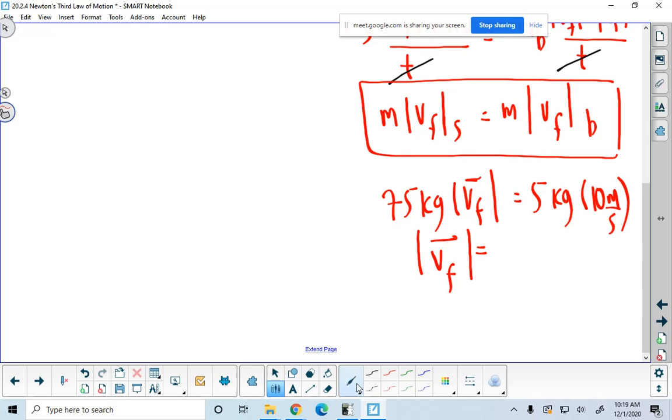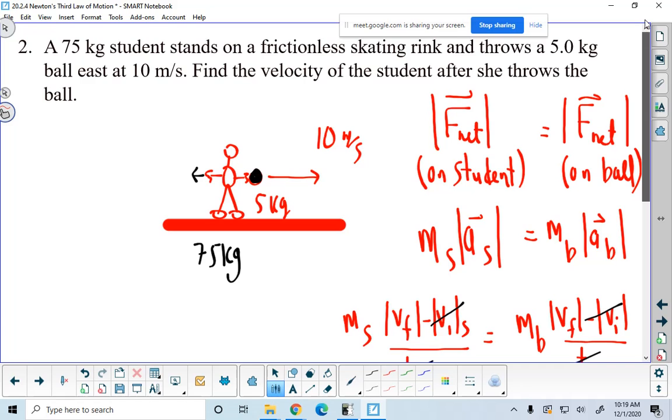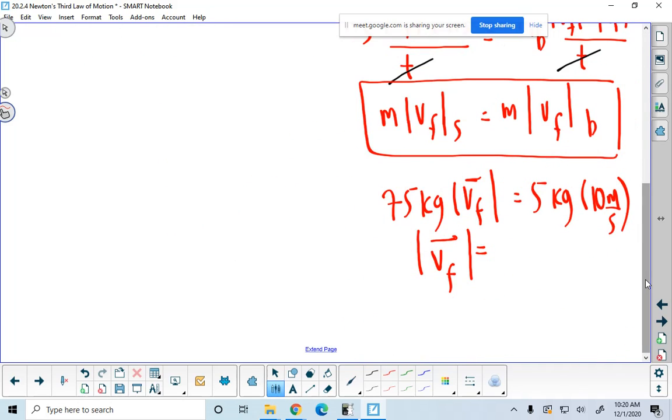So you are going to have to take 5 times 10. Did I get those numbers right? I'll check. Yep. 5 times 10 divided by 75 is 0.6666. What you get? 0.6 repeating. Thank you. So we're just going to round that to 0.67 meters per second. The answer to the question is it will be 0.67 meters per second.